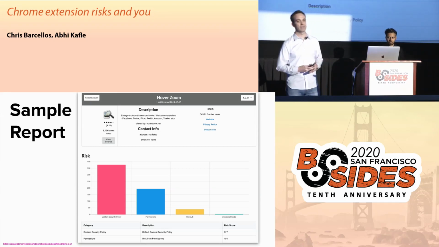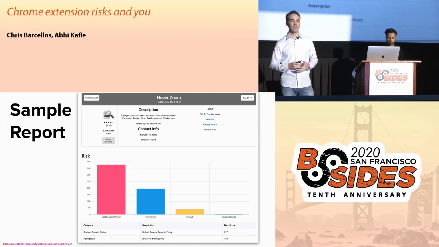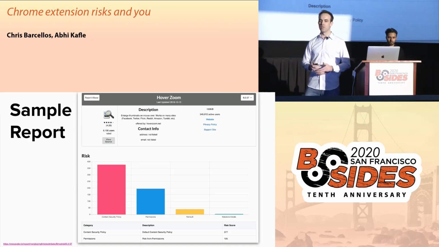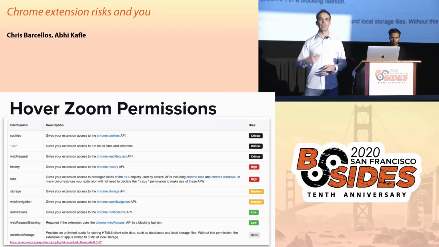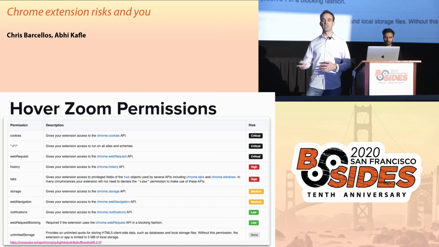Does it have low ratings? Have only 10 people installed it? Does it have a privacy policy? Things like that. It also will show you a list of the permissions that are there, and this is just straight out of the manifest JSON, but they also give you the risk scores as well. So you can see, what is this extension asking for and how serious is it?